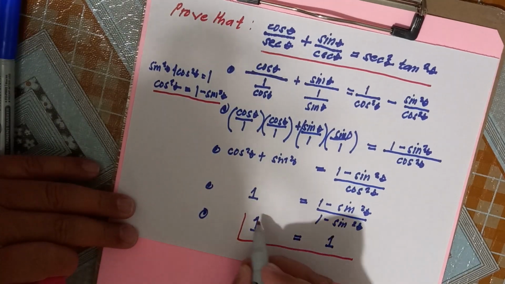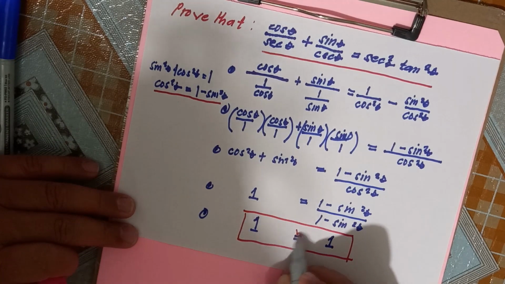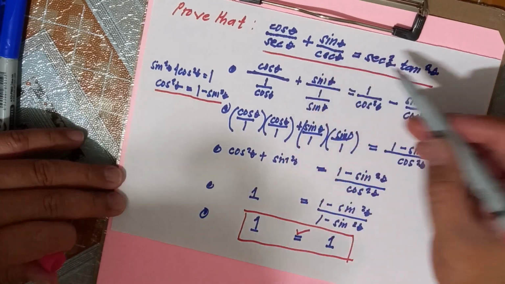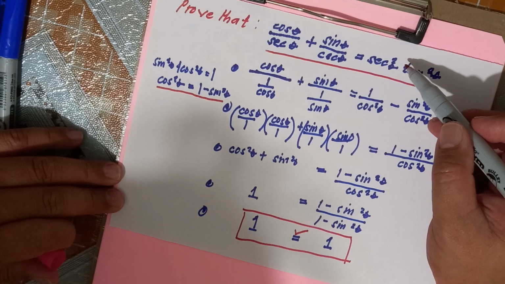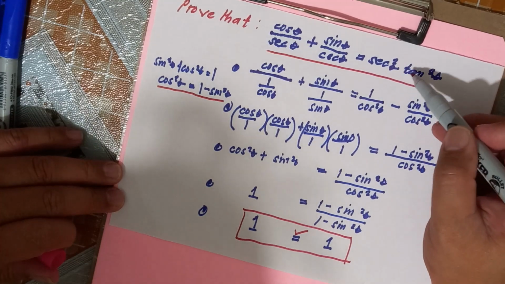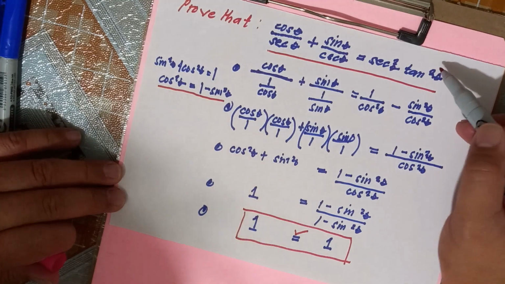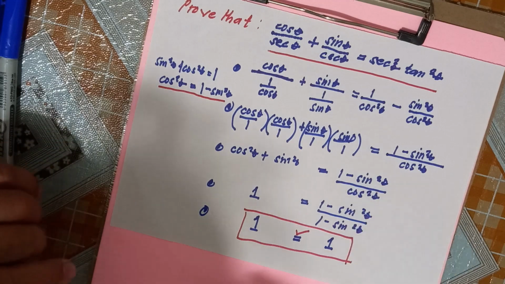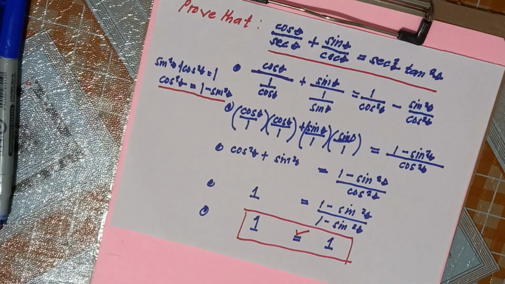Meaning to say, we can now say that cosine theta over secant theta plus sine theta over cosecant theta is really equal to secant squared theta minus tangent squared theta by this result. So again, that is the proof of the problem. Notice that both sides are being manipulated and simplified, and at the end they are equal.